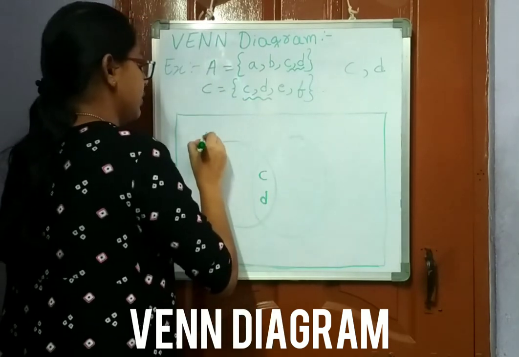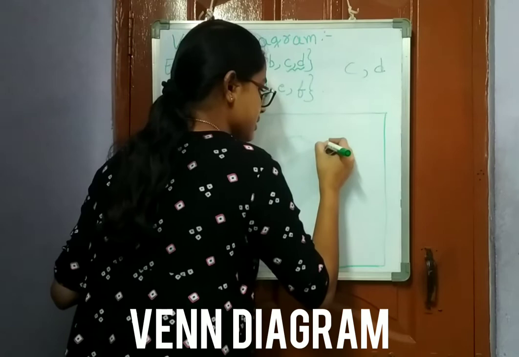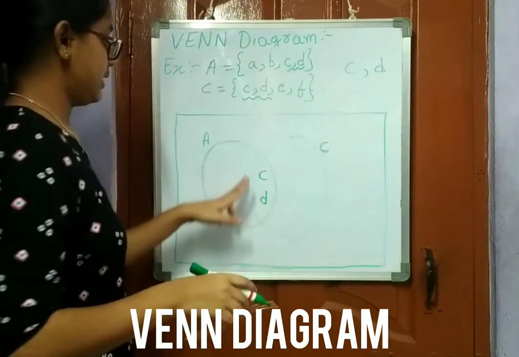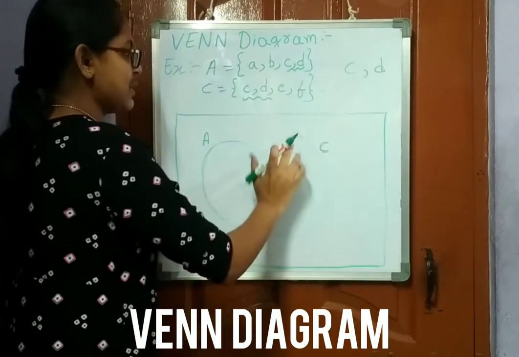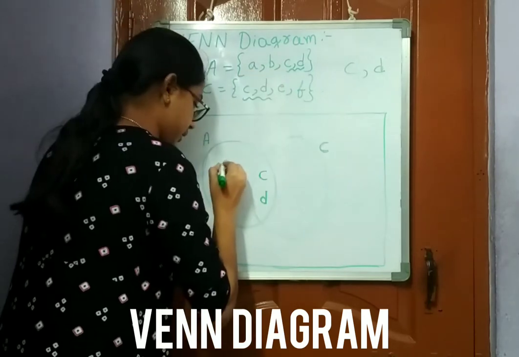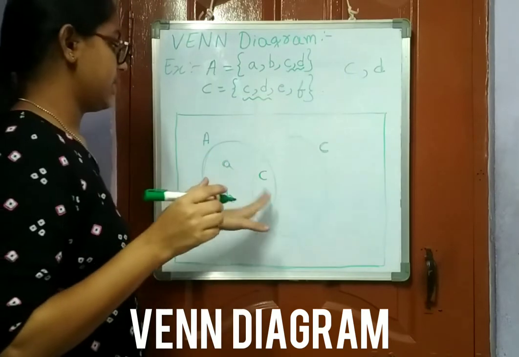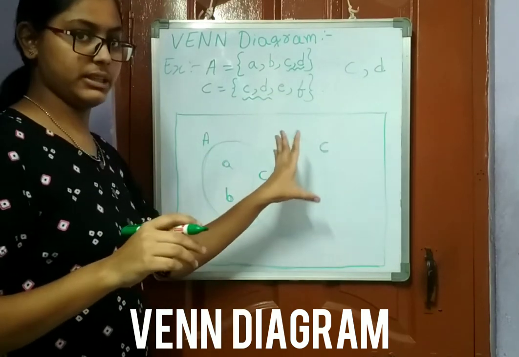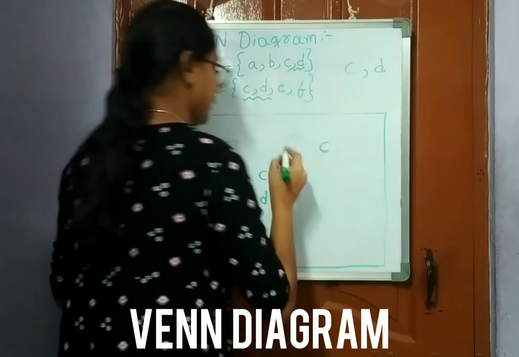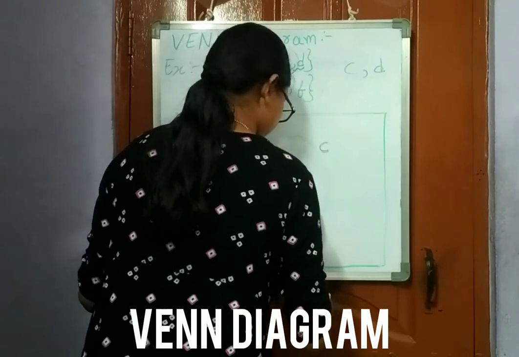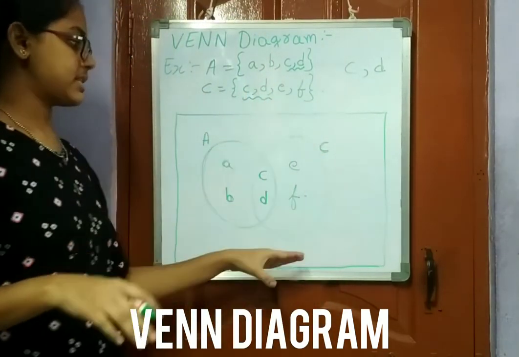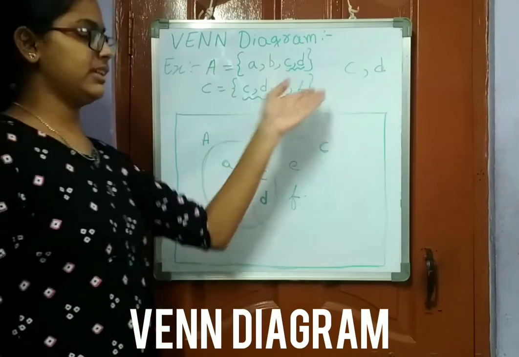This set will be A and this set will be B. Now C, D already come under A, so the remaining will be A and B. C, D also come under this circle, that is B, so the remaining are E and F. So this is how we represent a Venn diagram for anything common.